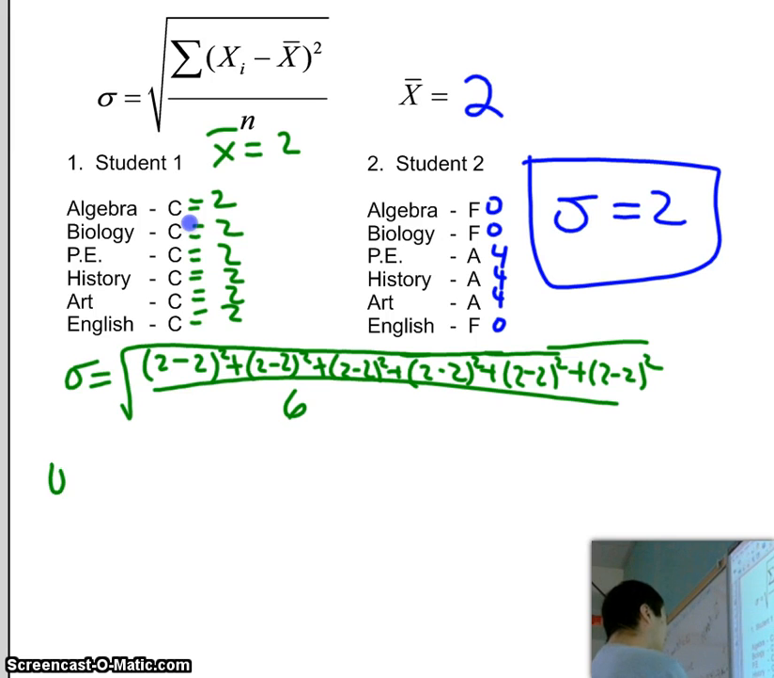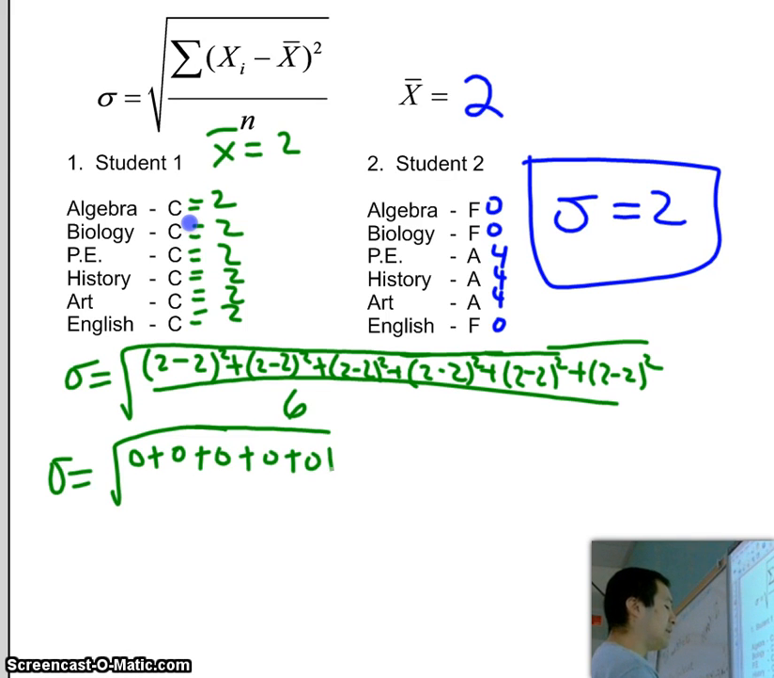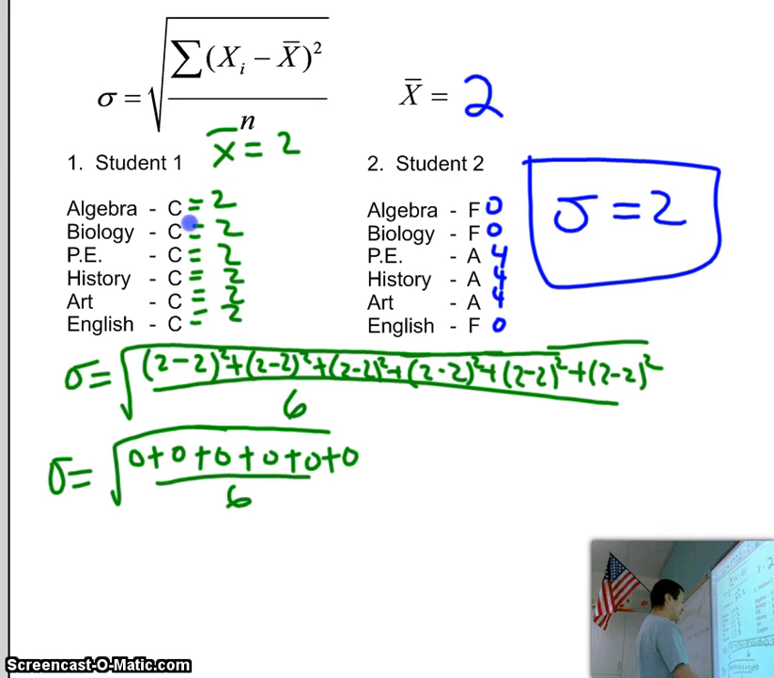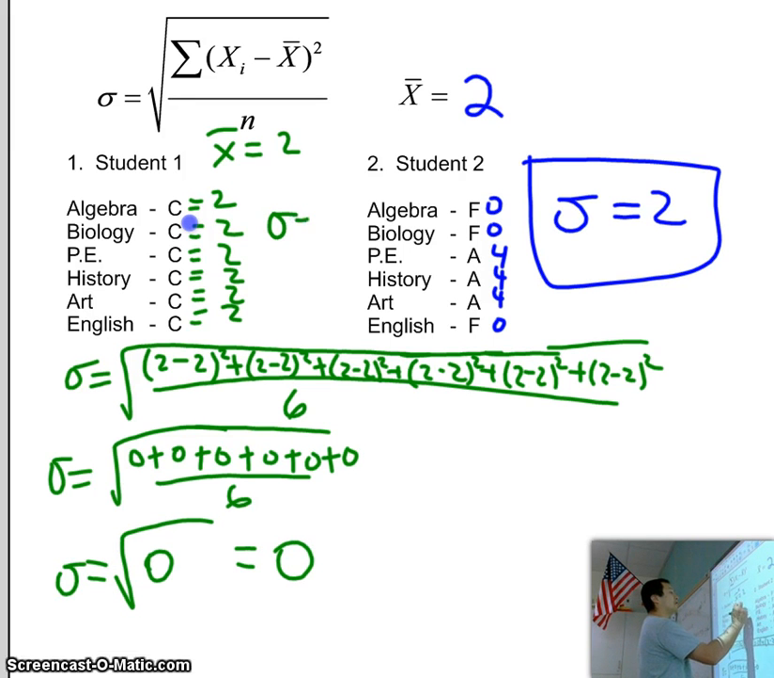Divided by the number of numbers. Take a look. 2 minus 2 squared is 0, plus 2 minus 2 squared is 0, plus 0, plus 0, plus 0, plus 0, divided by 6. This is going to be the square root of 0 over 6, which is 0. So the standard deviation is equal to 0.